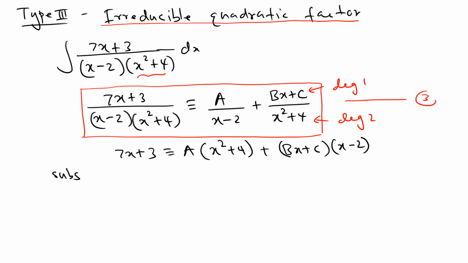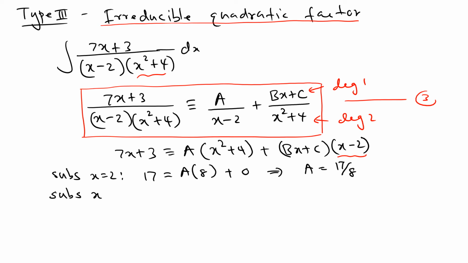What's the best substitution you can do? You can plug in x equal 2. If you plug in 2, you get 17 equal a times 4 plus 4, which is 8, plus 0 because of this term. Now this is going to give you a equal 17 over 8. Now see whether we can use any other substitution. You cannot do it directly like that, but you can still do a very good one. You can substitute 0. That always works to find one more coefficient.